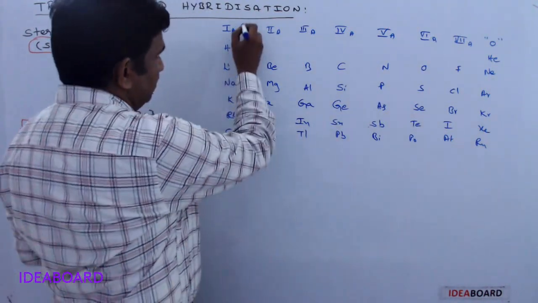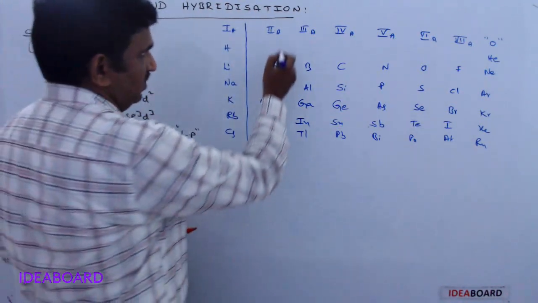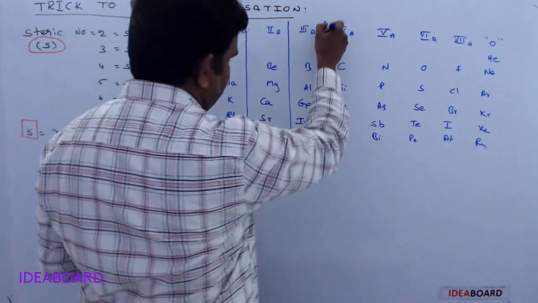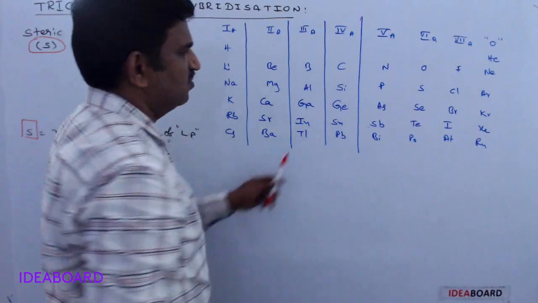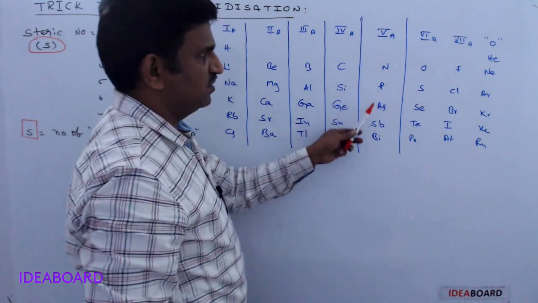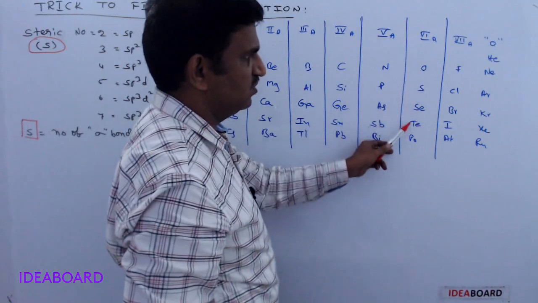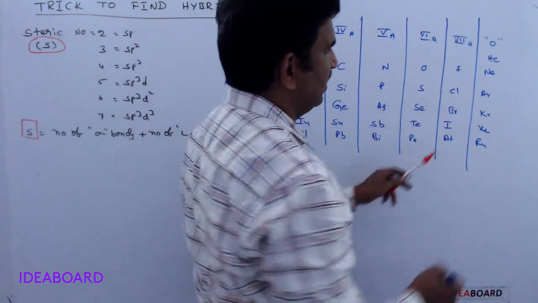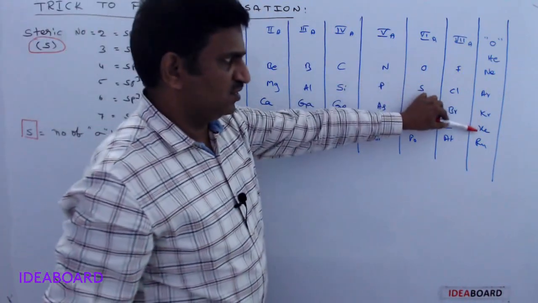Here I gave already the first A group elements: hydrogen, lithium, sodium, potassium, rubidium, cesium; and second A group elements: beryllium, magnesium, calcium, strontium, barium. Third A group elements: boron, aluminum, gallium, indium, thallium. Fourth A group elements: carbon, silicon, germanium, tin, lead. Fifth A group elements: nitrogen, phosphorus, arsenic, antimony, bismuth. Sixth A group elements: oxygen, sulfur, selenium, tellurium, polonium. Seventh A group elements: fluorine, chlorine, bromine, iodine, astatine. And zero group elements: helium, neon, argon, krypton, xenon, radon.